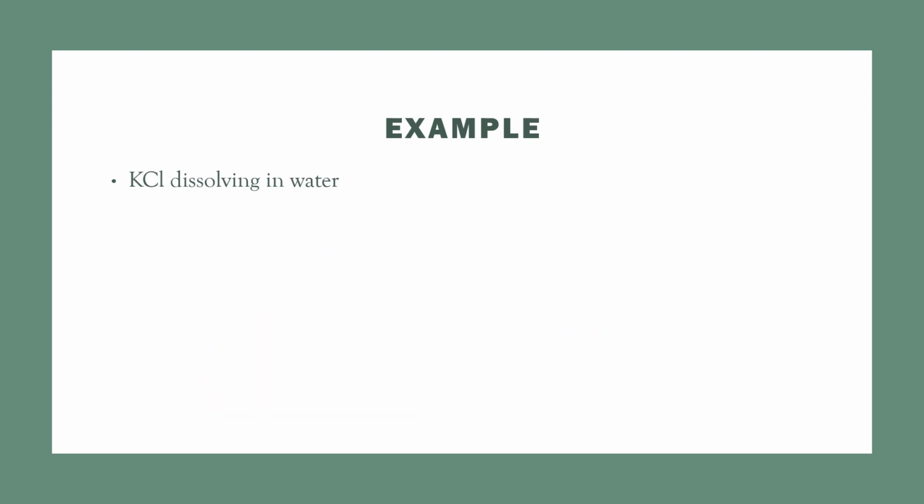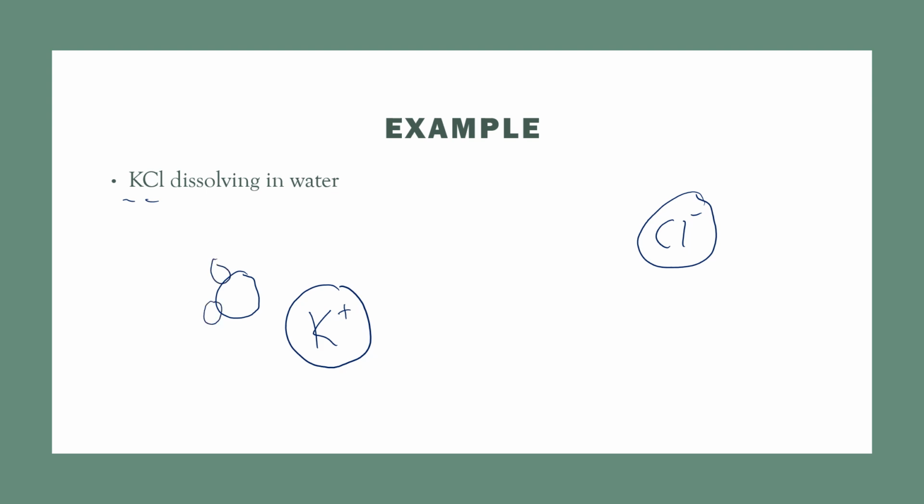Okay, so if we want to draw a particle representation of KCl dissolving in water, the 2 ions, K and Cl, will separate because it's a soluble salt. So potassium and chloride will be separate. And when it dissolves in water, it's going to form ion-dipole interactions, which means that the positive charge on the potassium is going to interact with the negative side of the water molecule, which is the oxygen side.